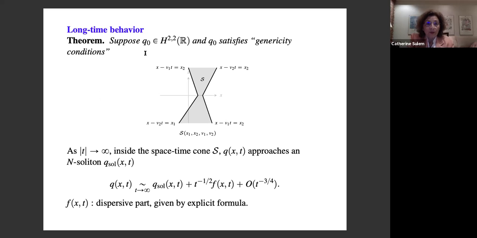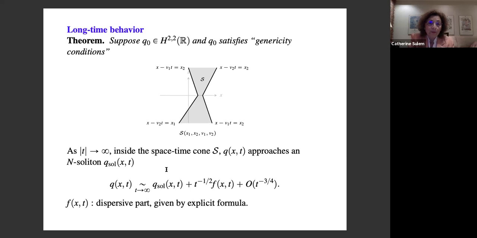So the theorem says that for such initial condition, as t goes to infinity, we consider in the xt plane some space-time cone. Here it is the space-time cone shaded in gray. And we ask, how does the solution behave for x and t going to infinity inside this cone? And the answer is that it approaches a soliton plus a correction to the soliton that decays fast and disperses. So what is this soliton? How do we find this soliton?